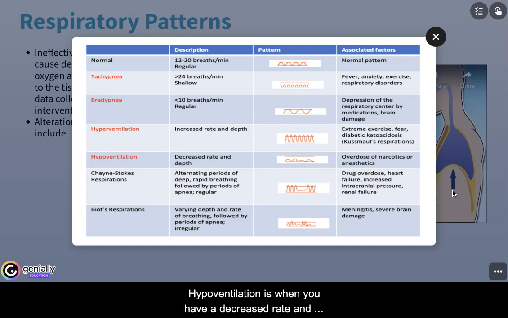Hypoventilation is when you have a decreased rate and depth of your breathing. This can happen from overdose of narcotics or anesthetics, where your respiration gets really slow and the depth decreases as well, and that can be very dangerous. So it's very important to monitor patients under anesthesia or overdose of narcotics.